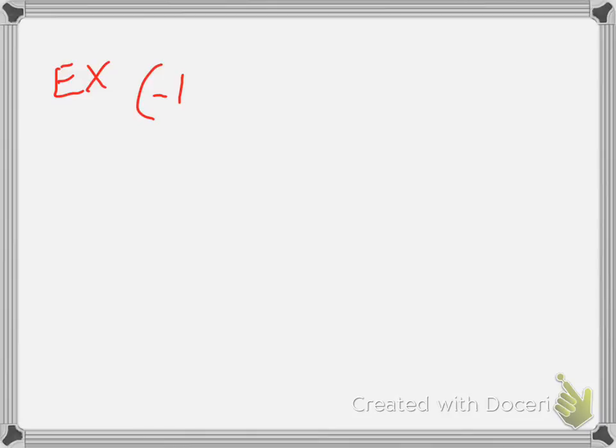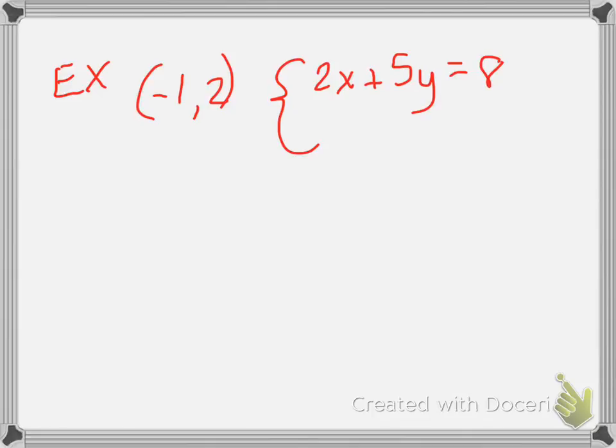If I give you (-1, 2), and the two equations that I give you are 2x plus 5y equals 8, and -2y equals 5 minus 3x. Notice that I did not give them both to you in standard form. They don't always have to be in standard. They can be in any form. All you're doing is trying to figure out if (-1, 2) is on both lines. So if it's on both lines, then it will be true for both of them. So go ahead and pause the video and try to plug these in.